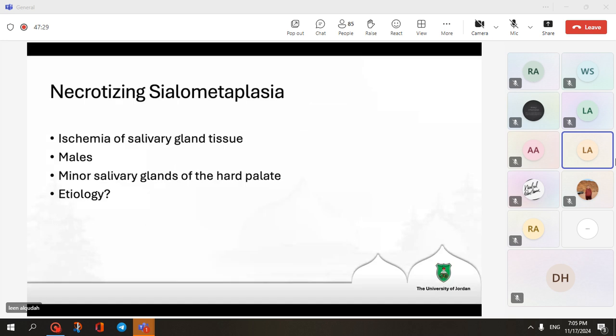Now, necrotizing sialometaplasia, we're done with sialadenitis. We're going to discuss this. So sometimes your minor salivary gland tissue will undergo ischemia and necrosis. It's more commonly seen in males and most commonly seen on the minor salivary glands of the hard palate. The soft palate may be involved. Anybody knows what is the etiology for this condition?